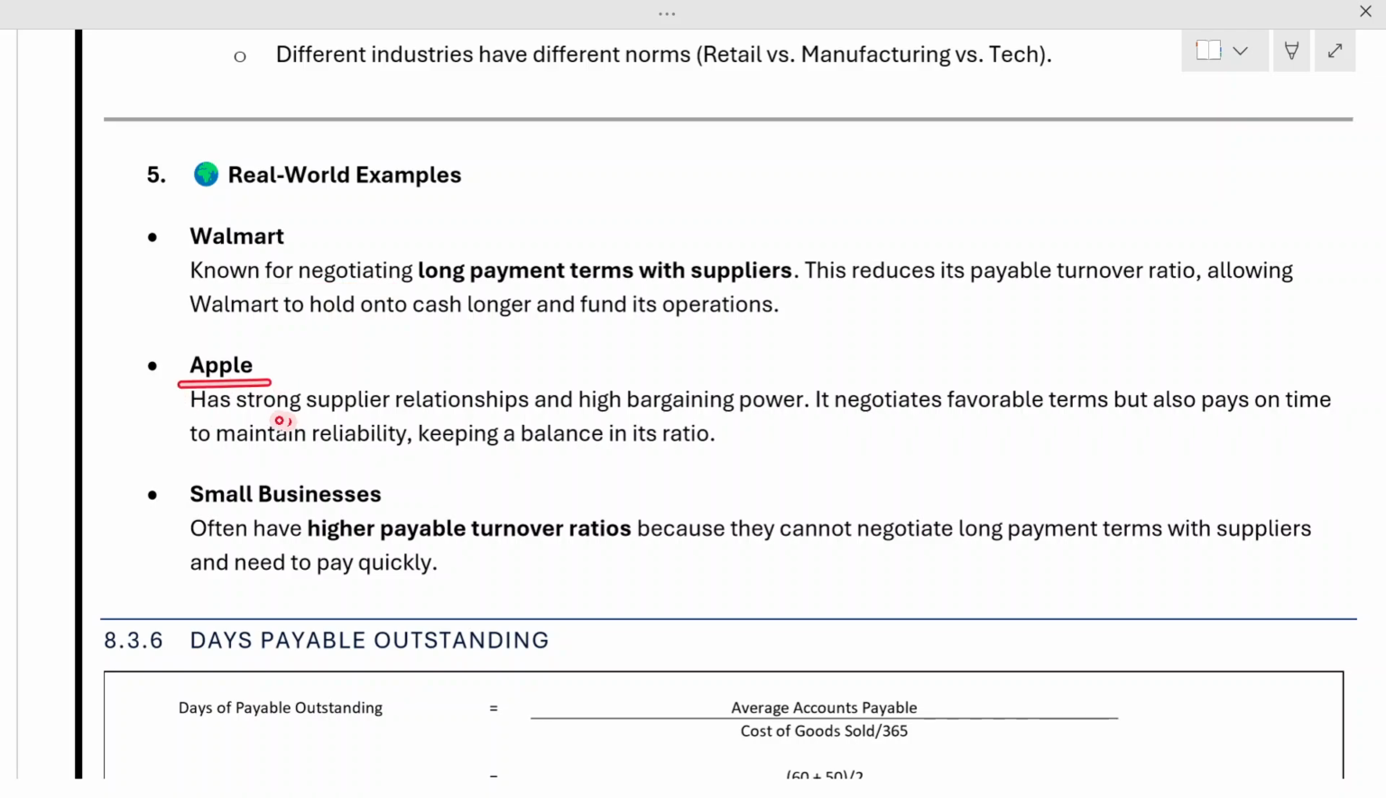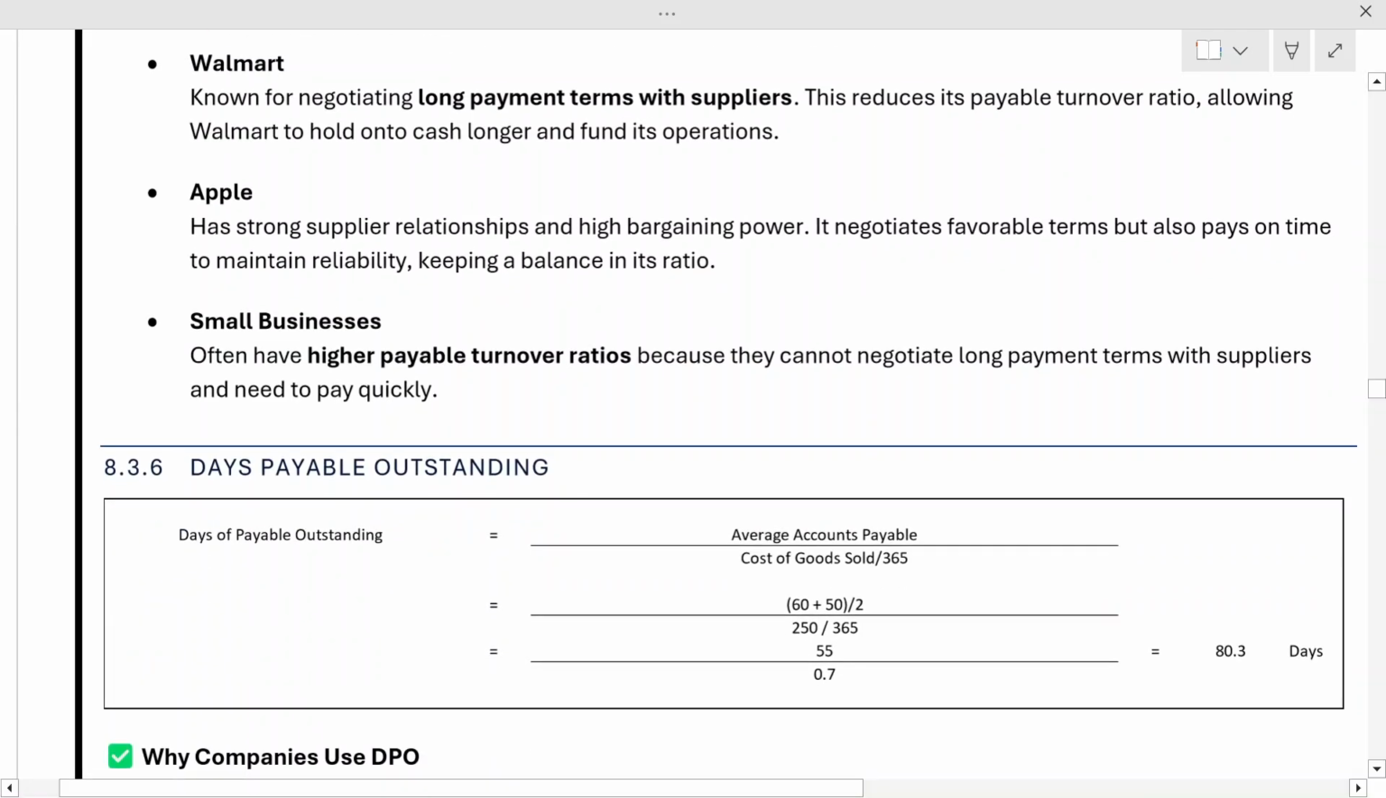If we see Apple, Apple has a strong supplier relationship and high bargaining power. It negotiates favorable terms but also pays on time to maintain reliability and balance in this ratio. And there are some smaller businesses wherein the payable turnover ratio is higher because they cannot negotiate. If people are in a position where they cannot negotiate, the payable ratio becomes higher, which means short payment terms with the suppliers and the need to pay quickly.